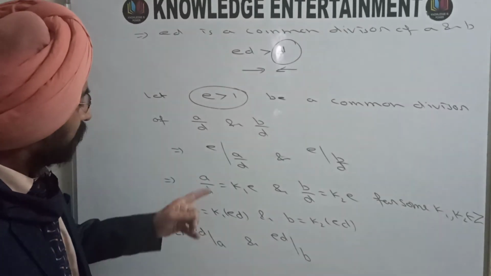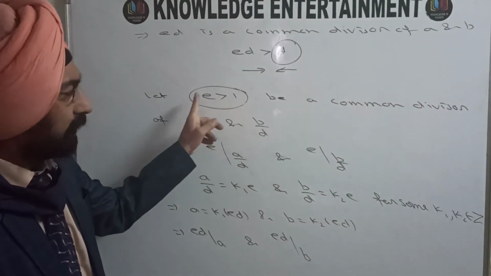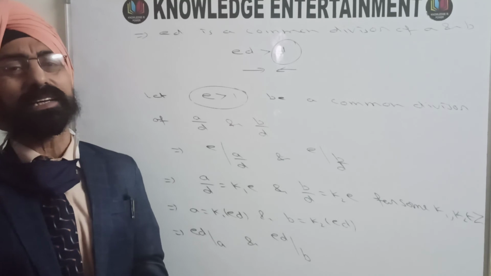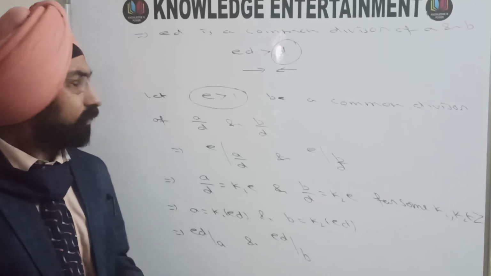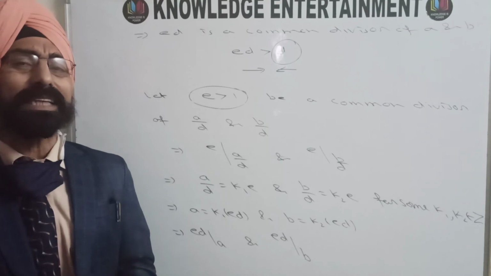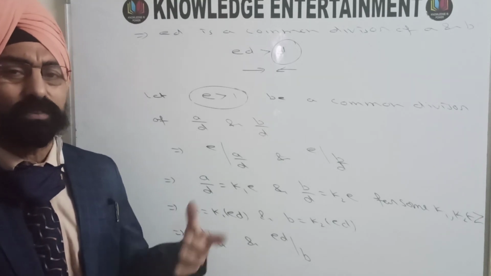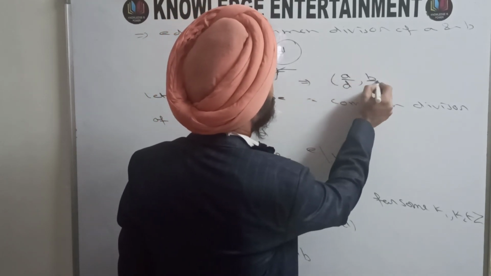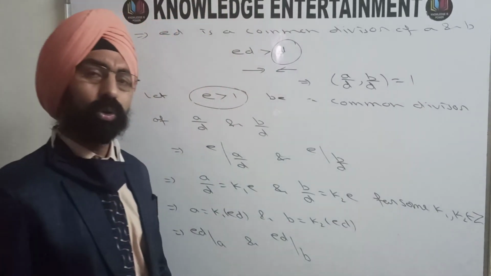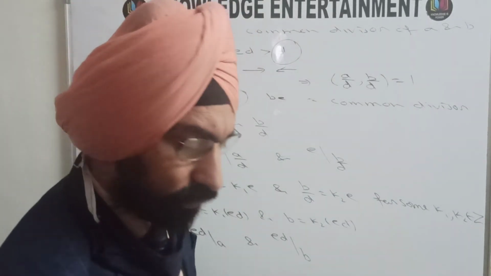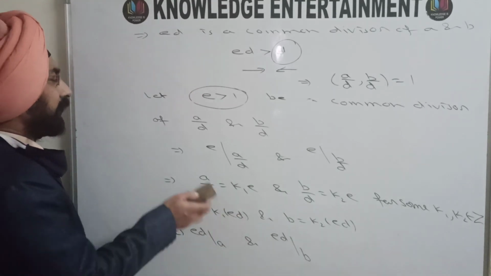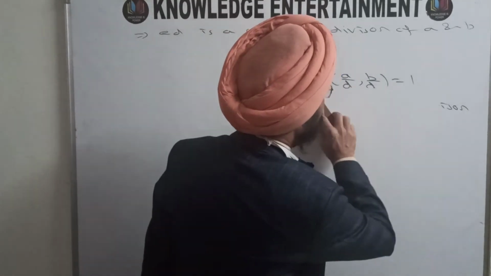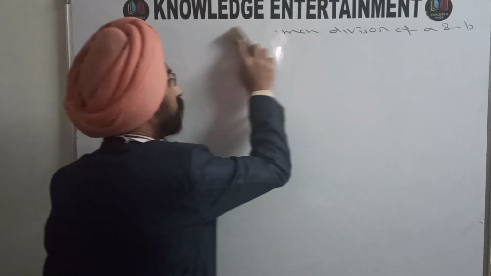What we supposed was that there is an integer greater than 1 which is a common divisor of A by D and B by D. That means no integer greater than 1 can be a common divisor of A by D and B by D. And if no integer greater than 1 can be a common divisor of these two quantities, then clearly their greatest common divisor will be equal to 1. So in this way we have proved that if the greatest common divisor of A and B is D, then the greatest common divisor of A by D and B by D is always 1.